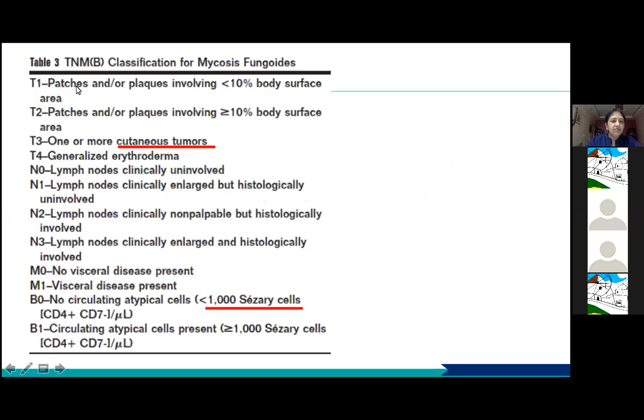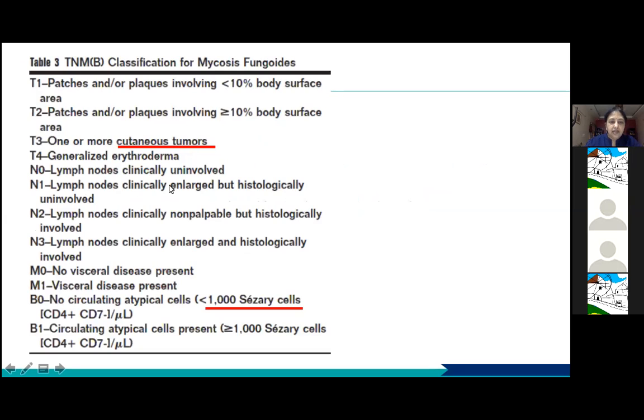So T1 is when patches or plaques are involving less than 10% of the body surface area. T2 is when patches or plaques are involving more than 10% of the body surface area. T3 is one or more cutaneous tumors. So once you have a tumor, it becomes T3. If it is patch or plaque, it is either T1 or T2. If there is generalized erythroderma, what we call red man syndrome, then it is T4.